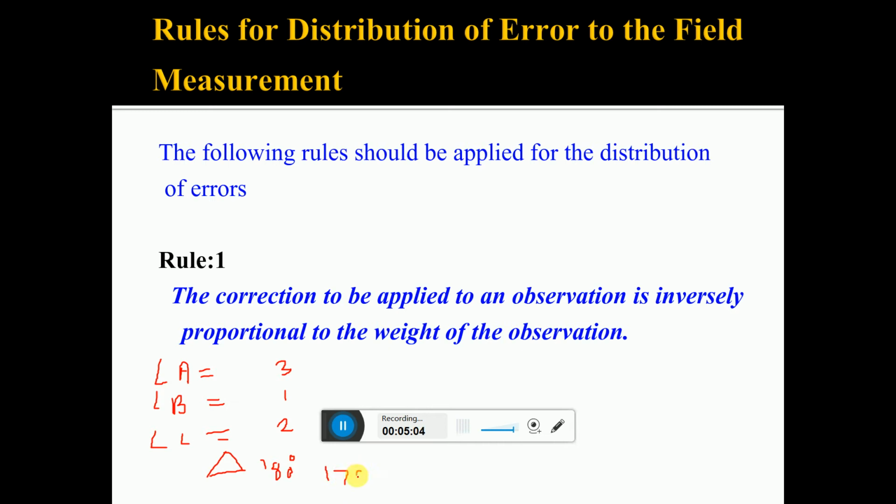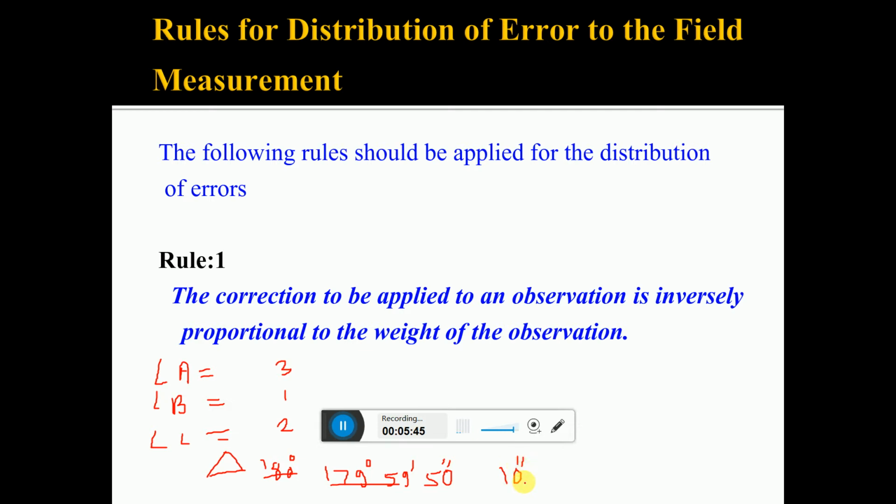But you are getting the sum 179 degrees 59 minutes 50 seconds. If you compare this sum of the observed angles A, B, C with the theoretical sum, there is a discrepancy of how much? 10 seconds.